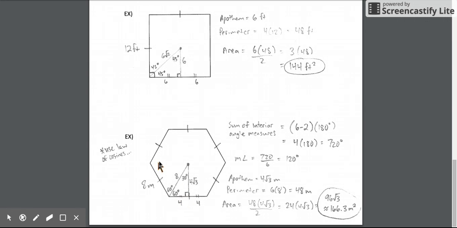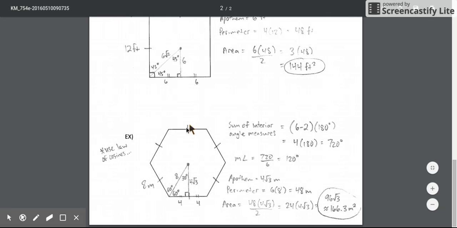We can find the total number of degrees inside our hexagon. Number of sides minus 2 times 180. So 4 times 180 tells us that 720 degrees are inside this shape. Each of these vertex angles are the exact same measurement. So let's divide that equally into 6 parts. 720 divided by 6 means that each angle is 120 degrees. This radius is going to bisect that vertex angle into 2 measurements of 60 degrees each.